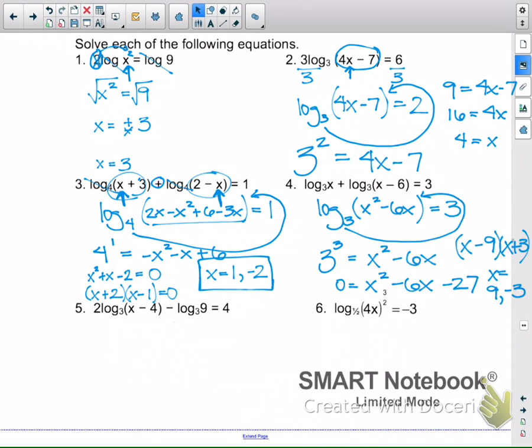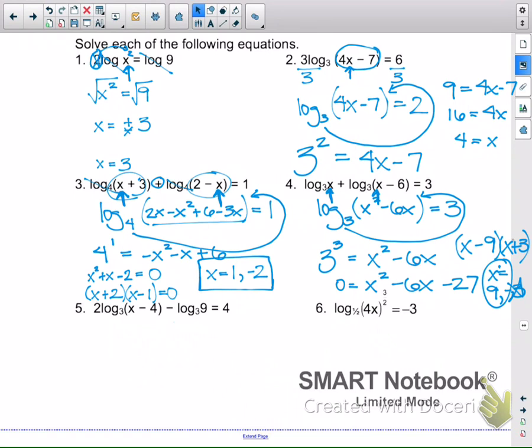Are both of those okay? No, the negative 3 does not work because when we plug it in here, it's taking the log of a negative, as well as over here. Really, it doesn't matter. Once one of them doesn't work, that answer is not going to work, period. So we just keep the 9 there. Issues, questions?